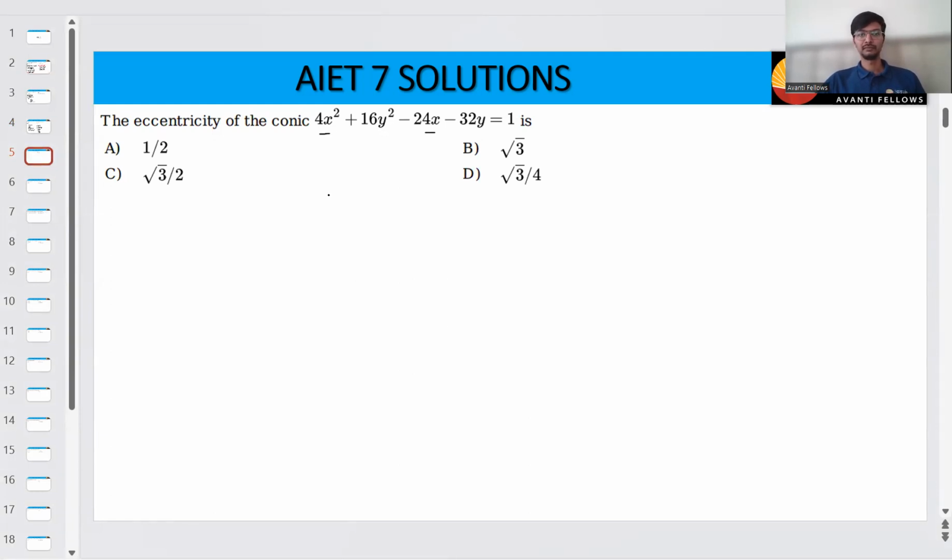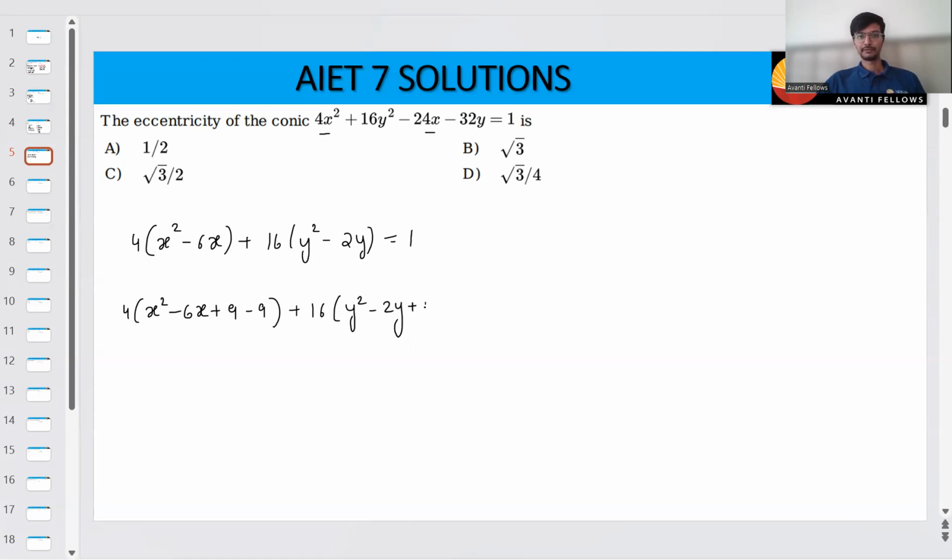So from the x terms, we take 4 common, so we'll get x square minus 6x. From the y terms, we can take 16 common, so y square minus 2y is equal to 1. Now completing the square means add and subtract: x square minus 6x plus 9 minus 9, plus 16 times y square minus 2y plus 1 minus 1. Now this will become 4 into (x minus 3) the whole square minus 36 plus 16 into (y minus 1) the whole square minus 16 equals 1.